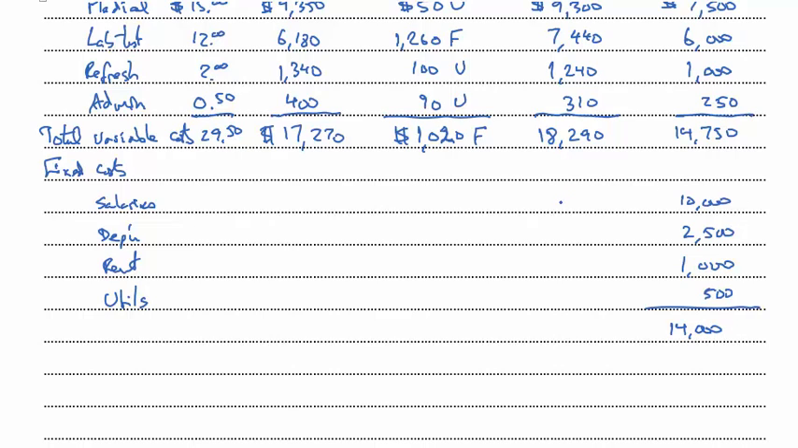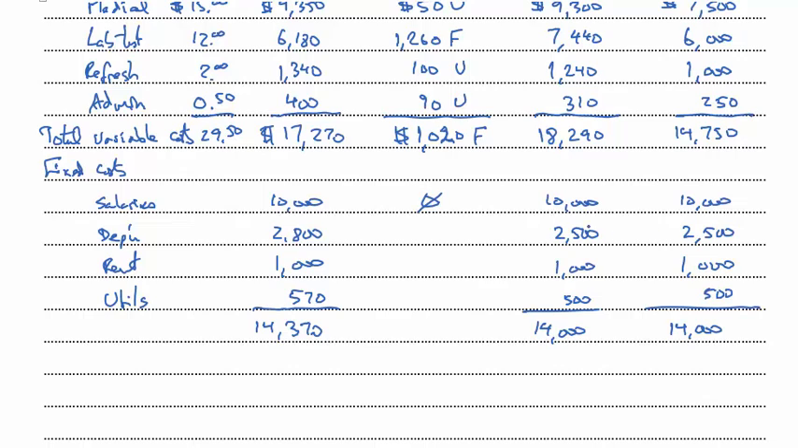And in the flexible budget, they're going to be exactly the same, because remember, we're talking fixed costs now, so there's going to be no difference between the flexible budget and the static budget. Actual numbers, we got 10,000. Amortization 2,800. Rent was 1,000. Utilities 570. For a total of 14,370.